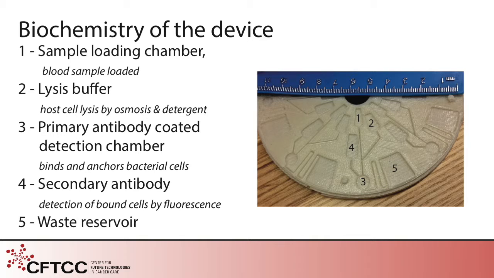The second chamber will provide a lysis buffer, which would lyse the host cells, which is red blood cells, white blood cells, and whatever else is in the blood, leaving only bacteria, which are more rigid and robust. Then the sample will reach the third chamber, where the primary antibody is coated on the bottom of it. The bacteria will bind to it as an antigen, and from the fourth chamber, the secondary antibody will flow in. And the secondary antibody has the fluorescent detection system.